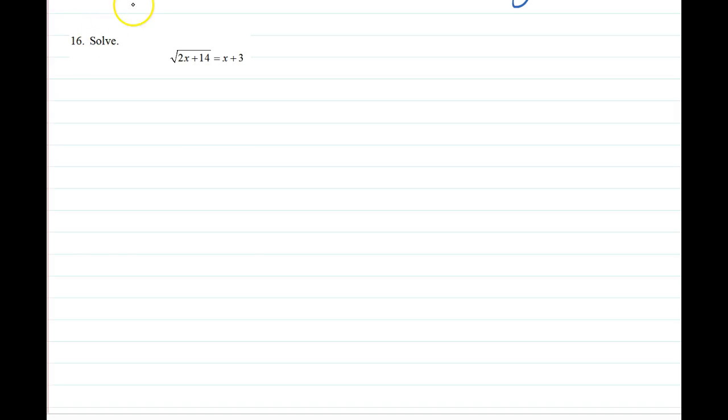All right, our last problem is the square root of 2x plus 14 is equal to x plus 3. And so like the problem we had done earlier with the fourth root, we need to undo that square root. The inverse of a square root is going to be squaring both sides. So to undo that radical, we're going to square both sides.